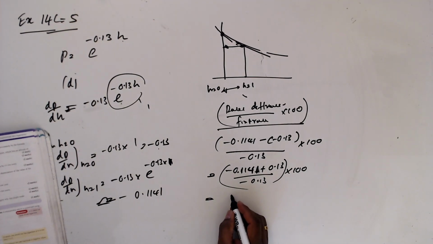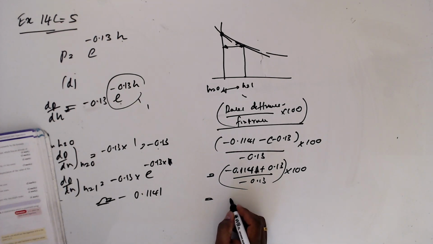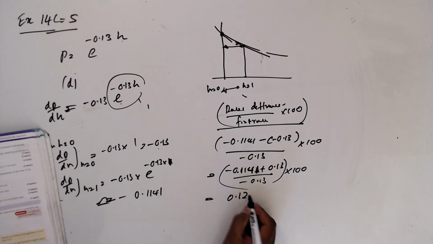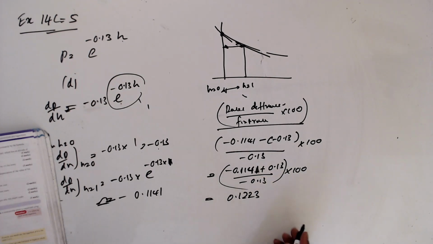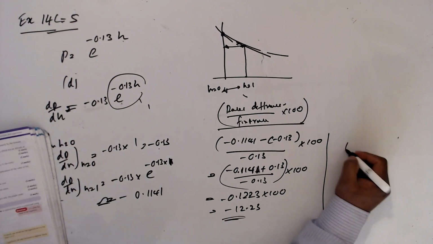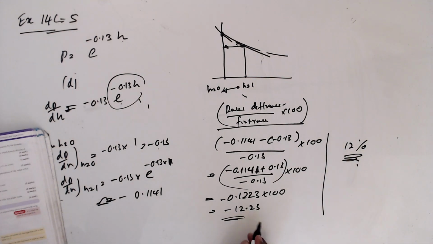So this is going to be 12.23 times 100, that is minus 12.23. So as a percentage, it is approximately 12%. Negative shows the decrease, the direction. So the magnitude value of this one is 12.